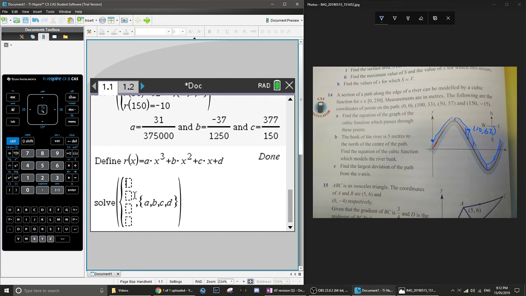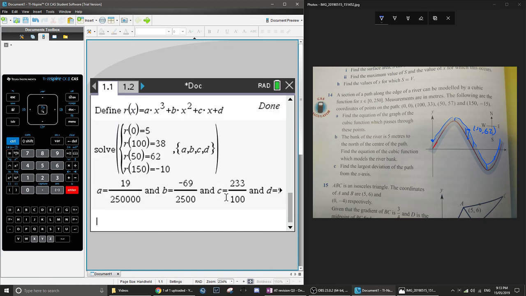So our first one, R of 0 is 5. All the rest will be 8. Let's type the right letters, would help. Okay, there we go. There's our correct values.